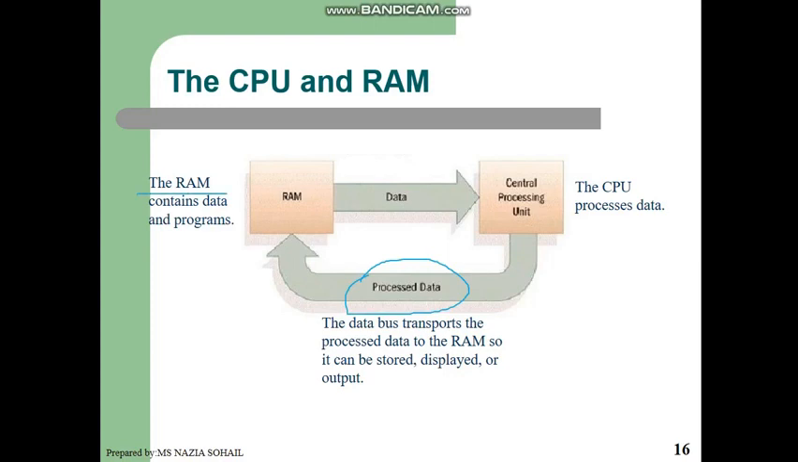This one here. The CPU processes the data. CPU stands for central processing unit, that's why we call it the processor. What is the function of data buses? Basically, this is the data bus. The data bus transports the processed data to the RAM so it can be stored, displayed or output.